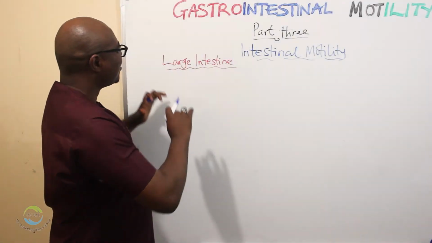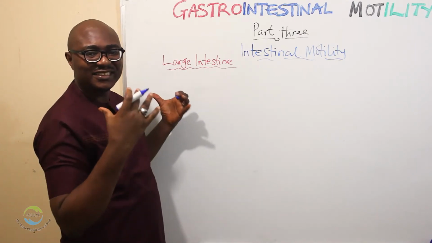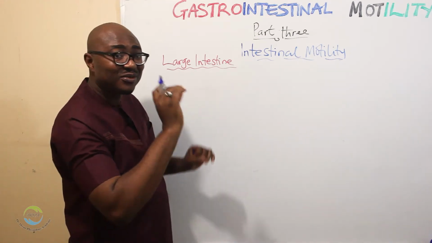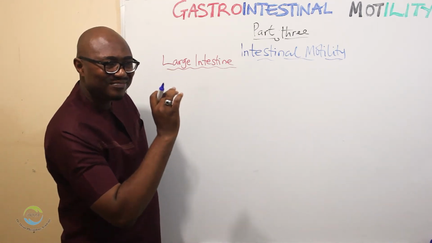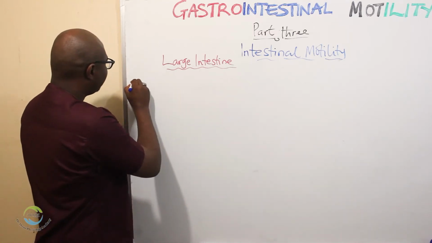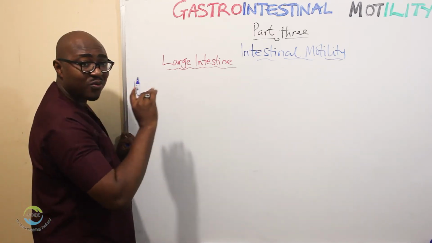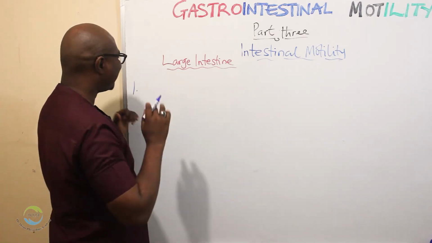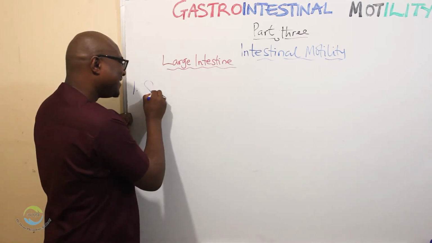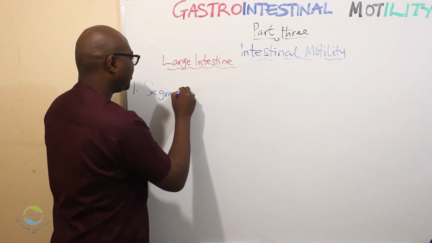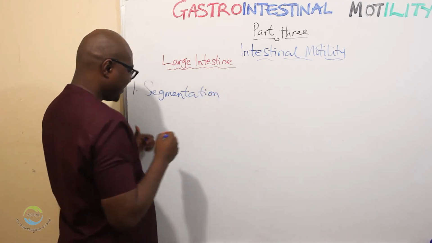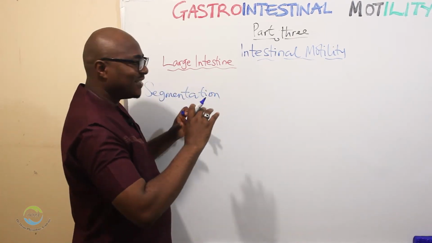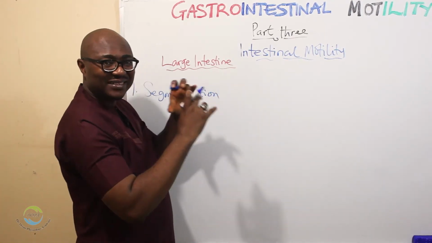Welcome back. So now I want to focus on the large intestines. So they are similar, but like I said, there are some important differences. So this one, number 1 movement, is divided into 2 major kinds of movement, motility of the large intestine. One is the same segmentation.